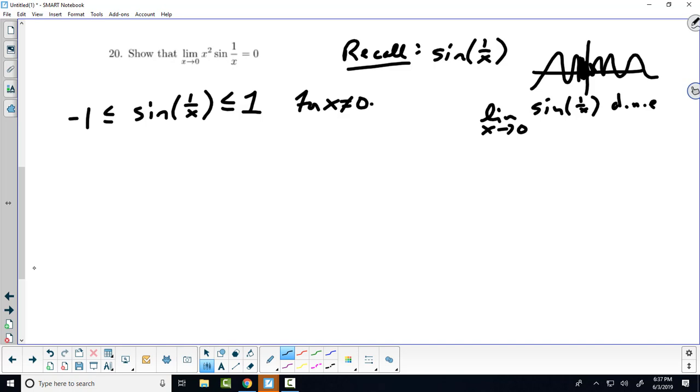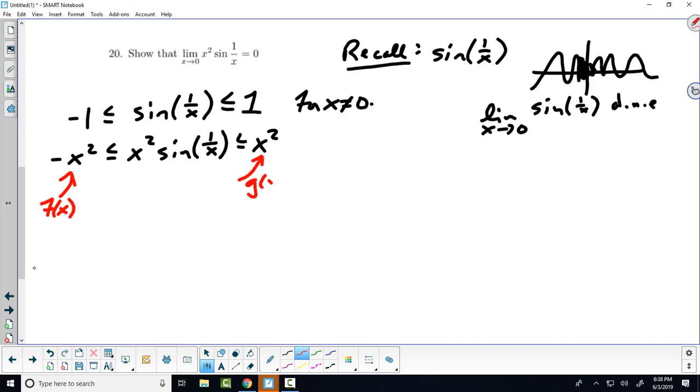Well, here's the clever move. Let's multiply all three sides of this inequality by x squared. So that gives me -x squared is less than or equal to x squared sine of 1 over x, which is less than or equal to x squared. So in the functions we were working with before, this will be our f of x, this will be our h of x, and this will be the g of x, the one that's difficult to get a handle on.